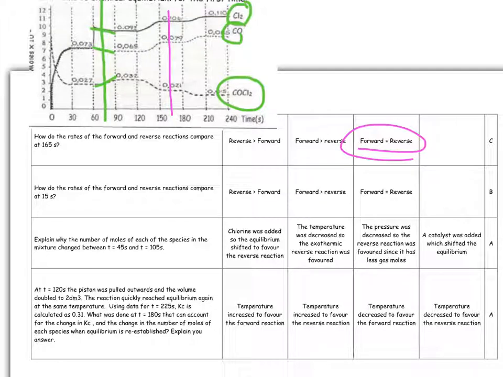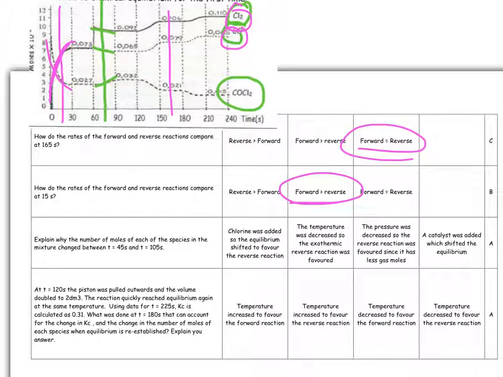And how do the rates of the forward and reverse reactions compare at 15 seconds? As you can see, the forward reaction is increasing because I'm getting more and more of the Cl2 and CO. And the reverse reaction is decreasing. Why? Because I'm getting less and less of the COCl2. So the forward reaction is greater than the reverse.